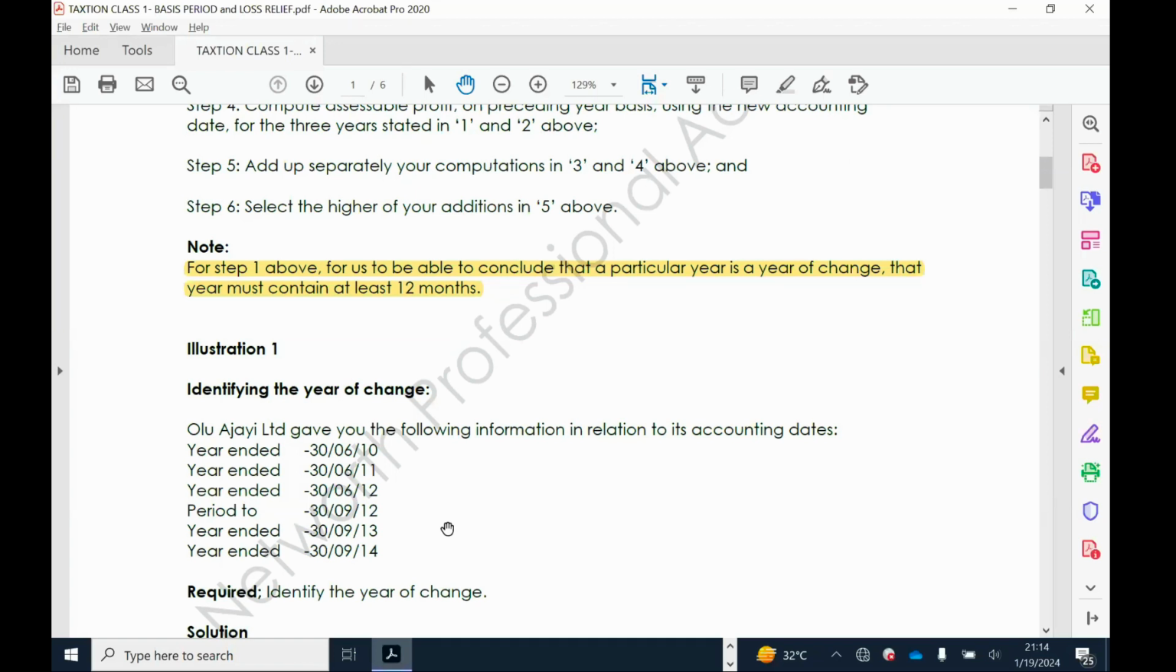Okay, so Abiodun, what year do you think is the year of change in this case? 30th September 2013. Why did you say that?